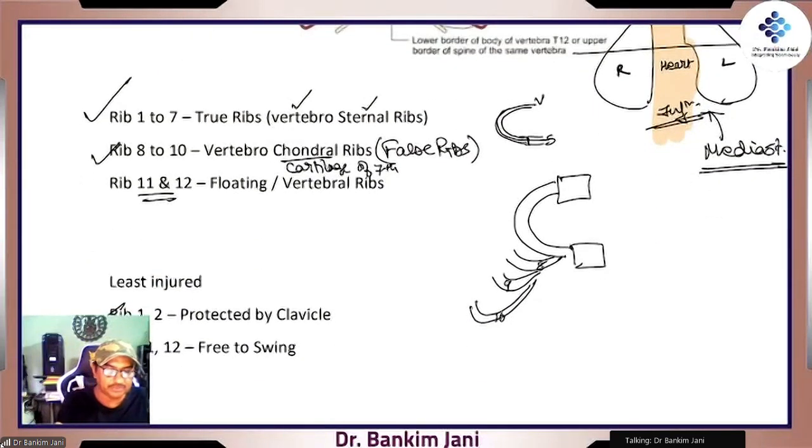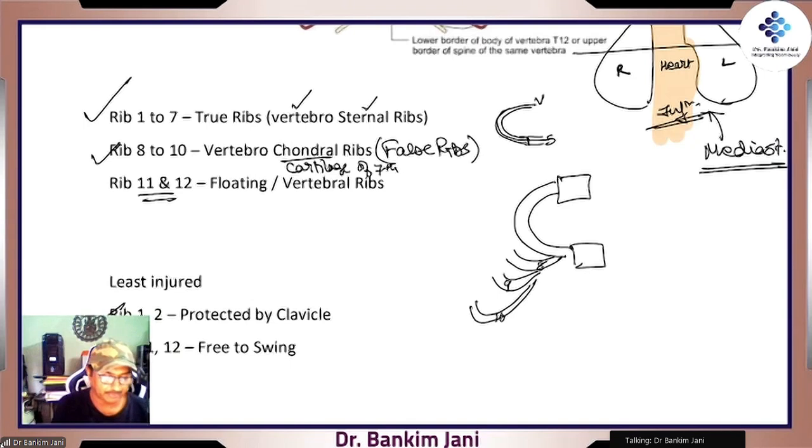Rib number 1 to 7 are true ribs, 8 to 10 are false ribs, and 11 to 12 are floating ribs. They are also known as vertebral ribs. And 8 to 10 are called the vertebrochondral ribs. Chondral means cartilage, and this is the cartilage of the 7th rib. They are the true ribs because they go all the way from vertebra to sternum. So that's why vertebrosternal, vertebrochondral, and the floating or vertebral ribs.